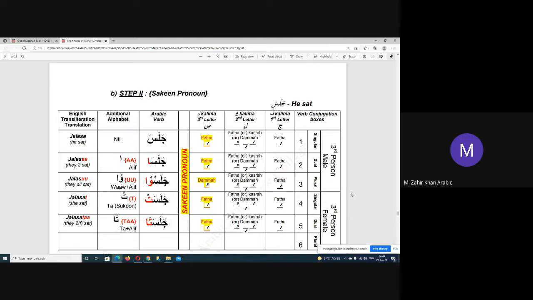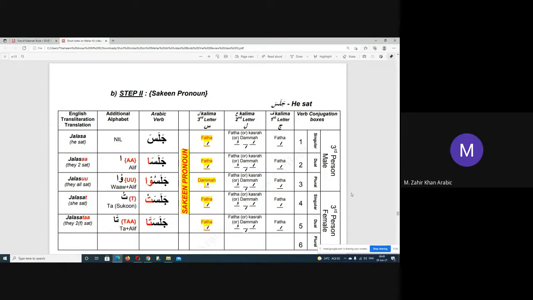The third radical does not end with kasra in the past tense. I am repeating once again. The third radical, lam kalima, can end with fatha or dhamma or sukun. It won't end with kasra. Clear? It won't have kasra on it.